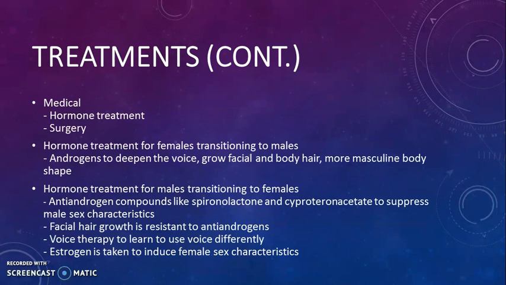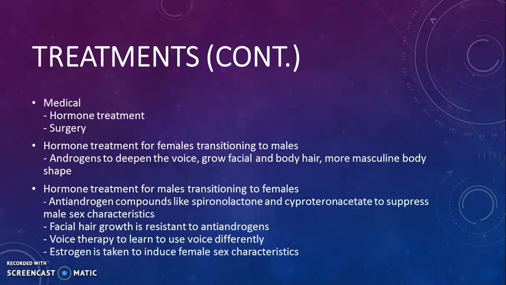Medical treatments include hormone treatment as well as surgery. Hormone treatment for females transitioning to male would take androgens to deepen the voice, to grow facial hair and body hair, and have a more masculine body shape. Hormone treatments for males transitioning to females include anti-androgen compounds like the 2 mentioned here to suppress male sex characteristics. Facial hair growth is resistant to these, so laser hair removal would be needed.